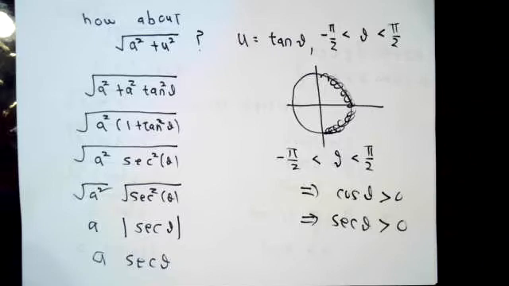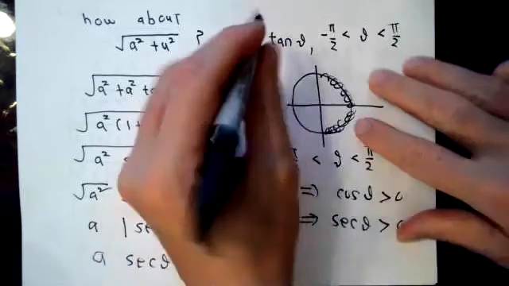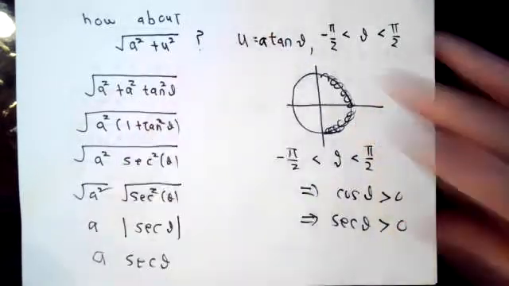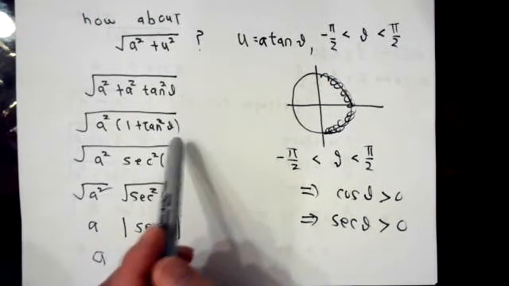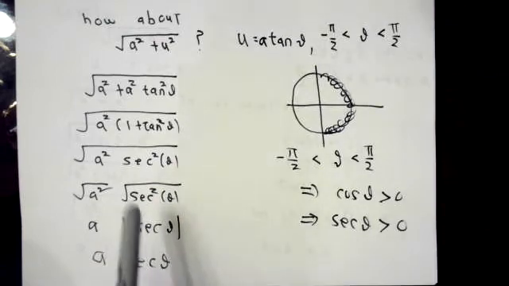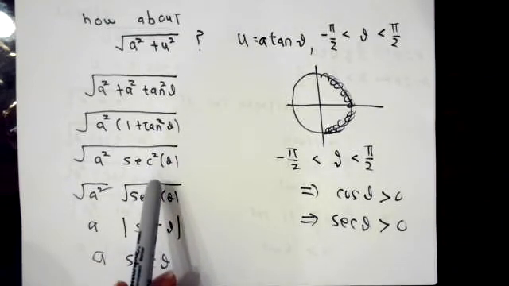Radical a squared plus u squared is going to be dealt with in a similar way. We're going to set u equal to a times tangent of theta. This time, though, theta has to be strictly between negative pi over 2 and pi over 2, because tangent of theta is undefined at the end point. Looking at what radical a squared plus u squared will be, there is a trig identity that says 1 plus tangent squared is secant squared.